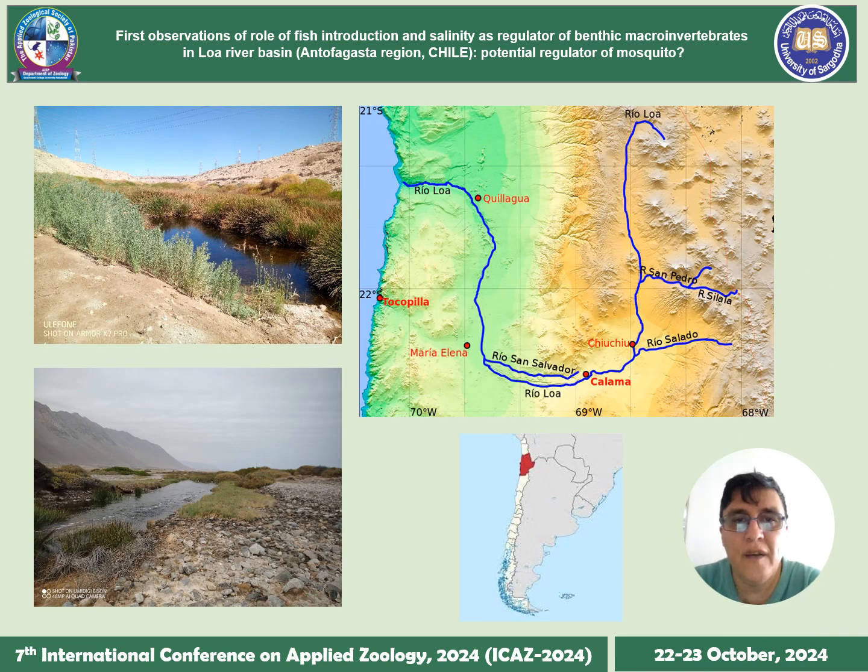In this plate, you can see at left in the top photograph the medium course of Loa River, and at left below, the low course of Loa River. At right, you can see a map of the location of Loa River Basin.